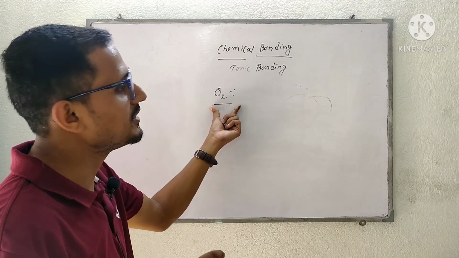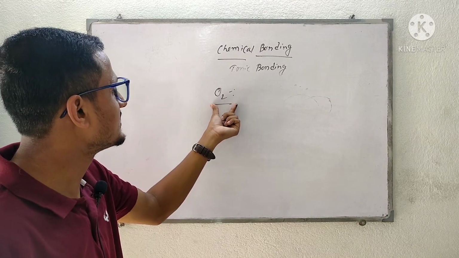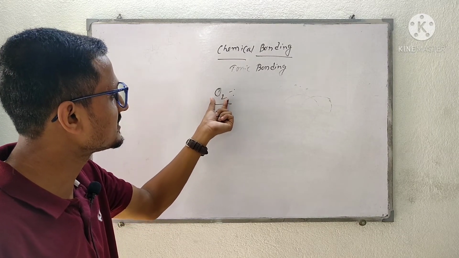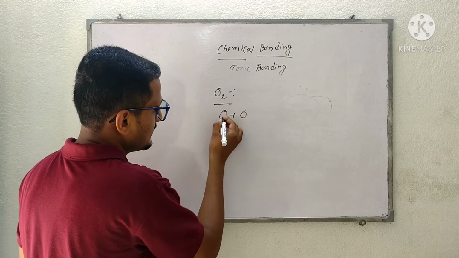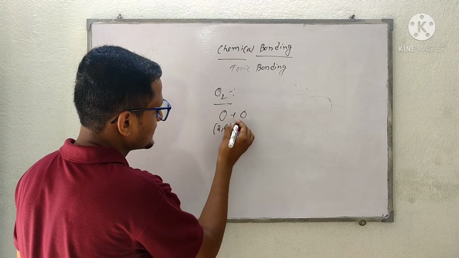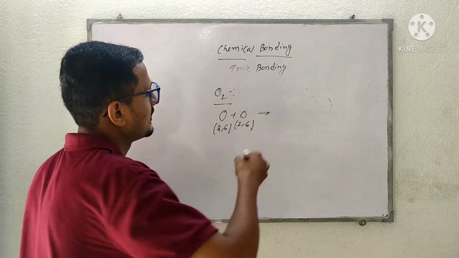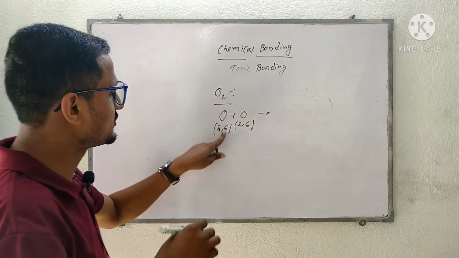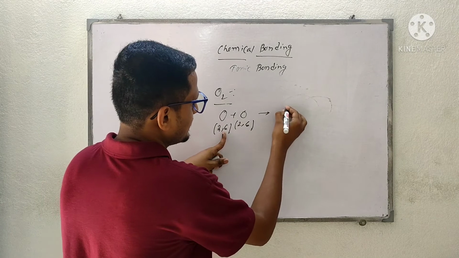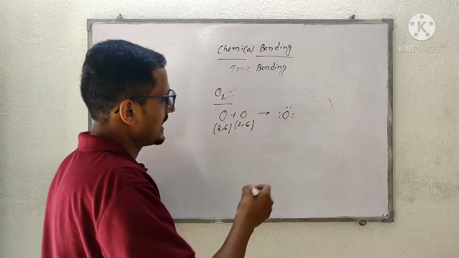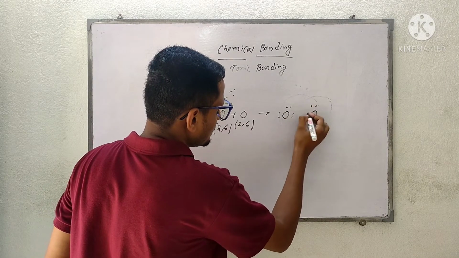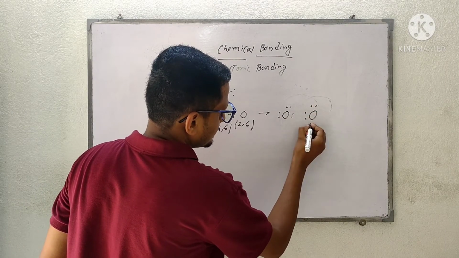Okay, homonuclear diatomic molecule, because the atomicity is 2 and both atoms are similar. Both are oxygen atoms, similar with oxygen, hydrogen. Now this oxygen has atomic number 8, configuration 2,6. This oxygen will show the outermost electrons as 2, 4, 6, and the other oxygen will also show the outermost electrons 2, 4, 6.